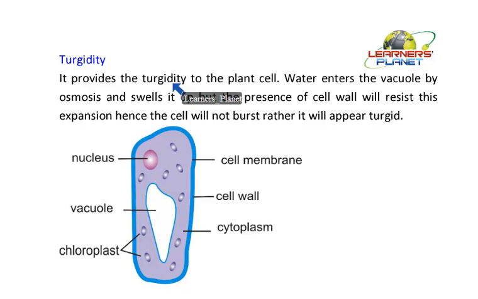The cell wall provides turgidity to the cell. What happens actually? Suppose these cells are present in the hypertonic condition, then what will happen? The water will enter into the vacuole. Because of endosmosis, the water will enter from the surrounding, from outside to the inside. And once it goes into the cytoplasm, it won't remain there only. It will enter into the vacuole.